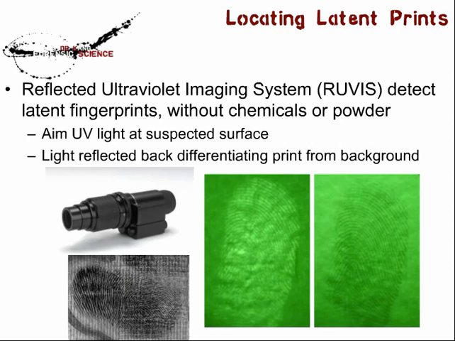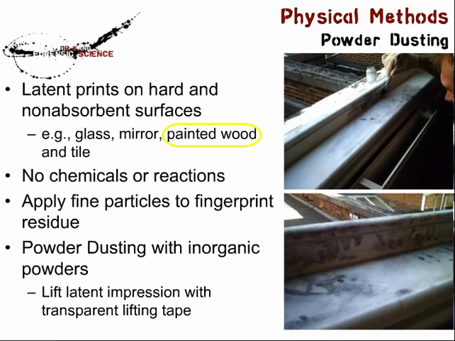The reflected ultraviolet imaging system, RUVIS, can locate prints on most non-absorbent surfaces. RUVIS aims UV light at the surface suspected of containing prints. When the UV light strikes the fingerprint, the light is reflected back to the viewer, differentiating the print from its background surface. Once a print is located, the print can be developed in the most appropriate fashion. Hard and non-absorbent surfaces, such as glass and painted wood, are preferably developed by the application of powder or treatment with superglue, which we will discuss later.